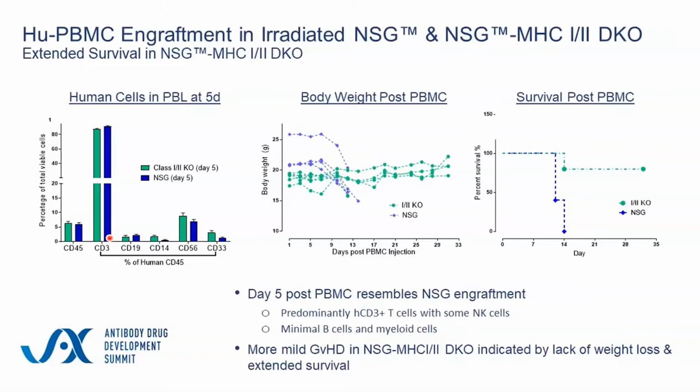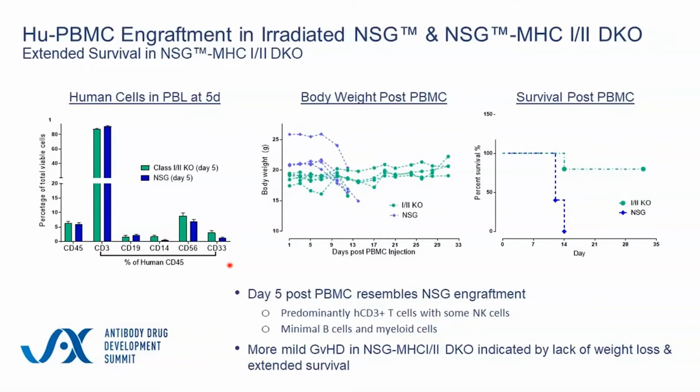So this is both CD4s and CD8s in here that are making up the bulk of this population. There are some CD19 B cells, some CD14 positive monocytes, some CD56 natural killer cells, and some CD33 positive.